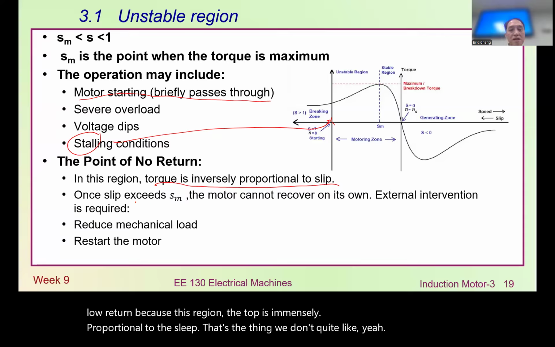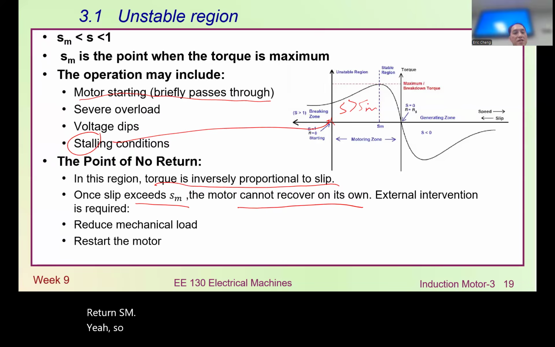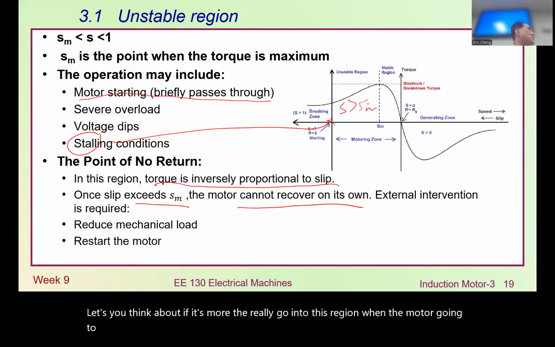So once the slip exceeds this one, the motor cannot deliver. So this is the S, right? S greater than S_m. That's the point. If that's the case, we need to think of another method. Let's think about if the motor really goes into this region and is going to stall, how can you rescue the motor? How are you going to do that? Think about that. That's a part of the motor control.